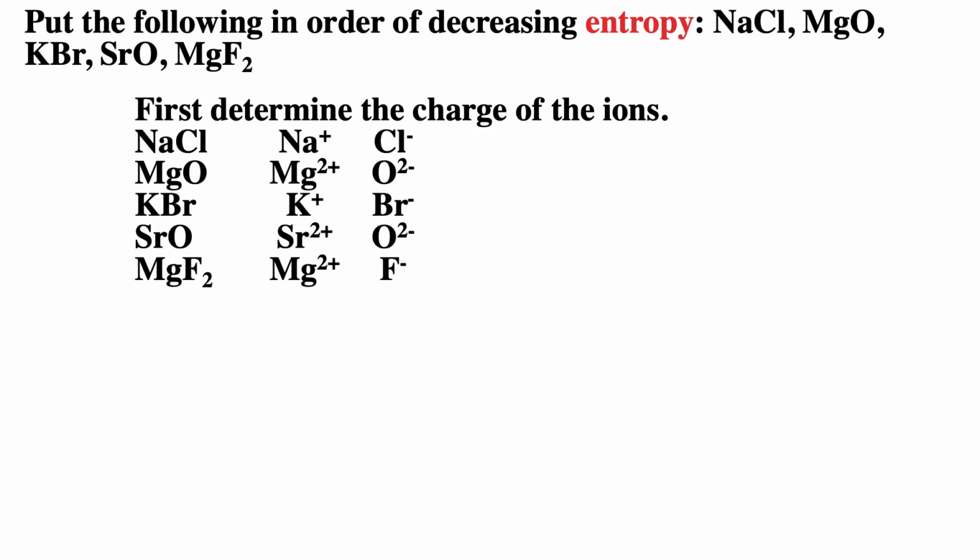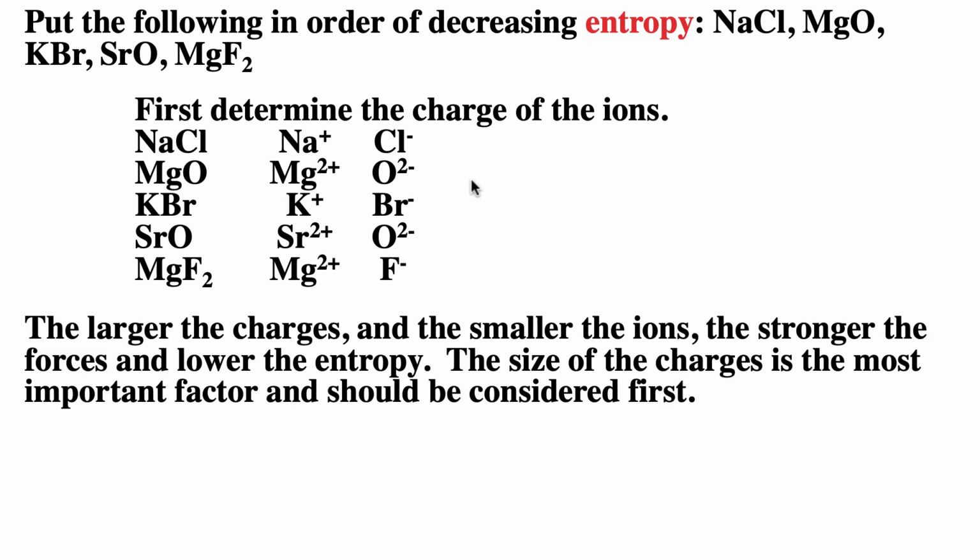Put the following in order of decreasing entropy. All of these are ionic solids. Again, the stronger the intermolecular force, the lower the entropy; the weaker the intermolecular force, the higher the entropy. For ionic solids, the charge is the most important consideration, so we look at the charge of the ions. Magnesium oxide and strontium oxide are both +2 and -2, so they should have the lowest entropy. Sodium chloride and potassium bromide are +1 and -1, so they should have the highest entropy.